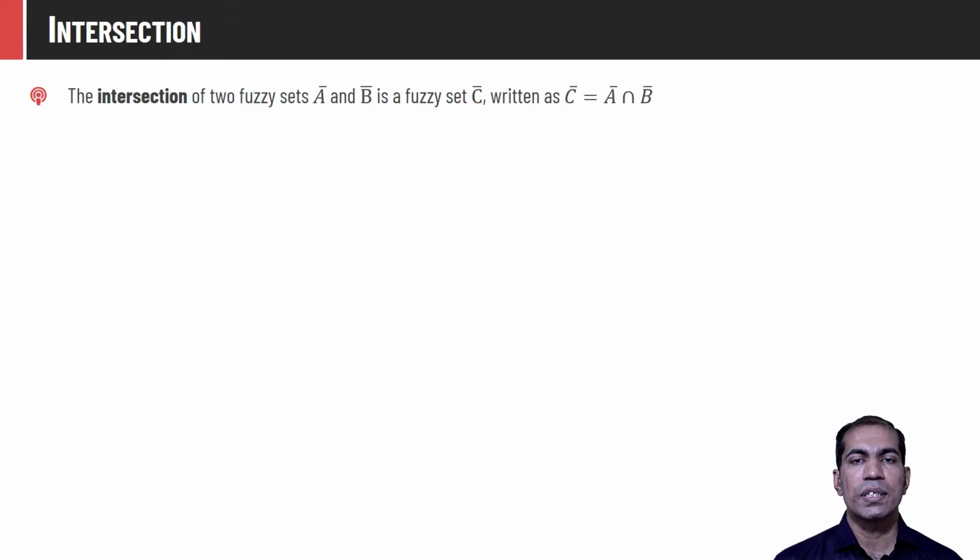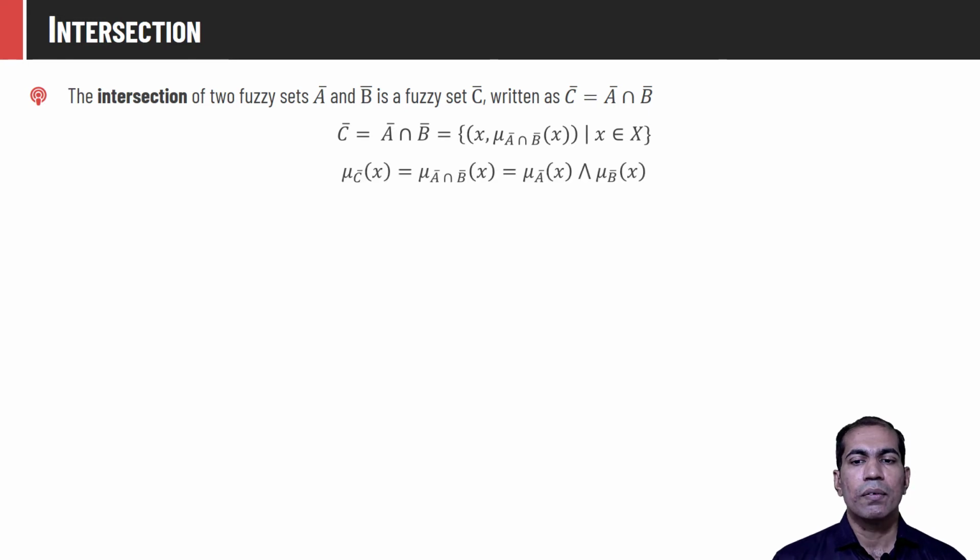Intersection of two fuzzy sets A bar and B bar is given as C bar is equal to A bar intersection B bar. In set notation, we can represent C bar is equal to A bar intersection B bar as a tuple x comma mu A bar intersection B bar. Mu A bar intersection B bar represents membership value of element into the intersection set. We can say that mu C bar of x is equal to mu A bar of x conjunction mu B bar of x. This conjunction operation represents intersection and it always returns the minimum of the arguments.